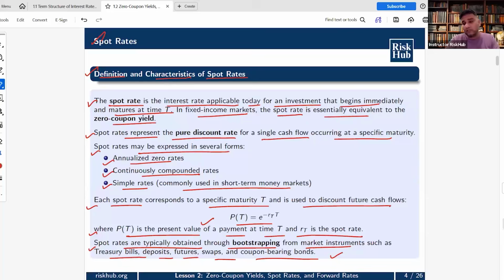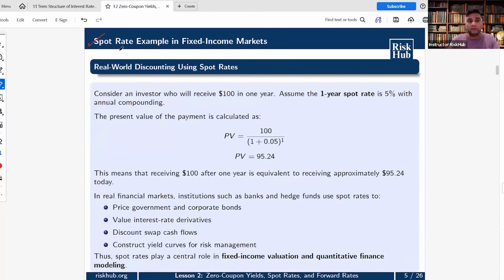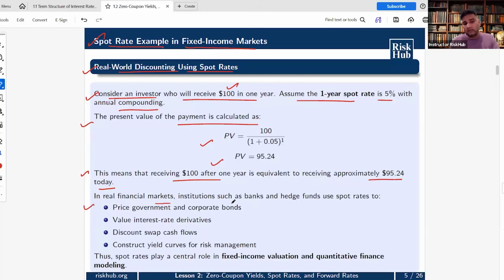Okay. Then we go to the next part, which is part number 5, spot rate example in the fixed income market, real world discounting using spot rate. Consider an investor who will receive $100 in 1 year. Assume the 1 year spot rate is 5% with annual compounding. The present value of the payment is calculated like this. This means that receiving $100 after 1 year is equal to receiving approximately 95.2 today. In the real financial market, institutions such as banks or hedge funds use spot rates to price government and corporate bonds, value interest rate derivatives, discount swap cash flows, and construct yield curves for risk management. The spot rates play a central role in fixed income valuation and quantitative finance modeling.